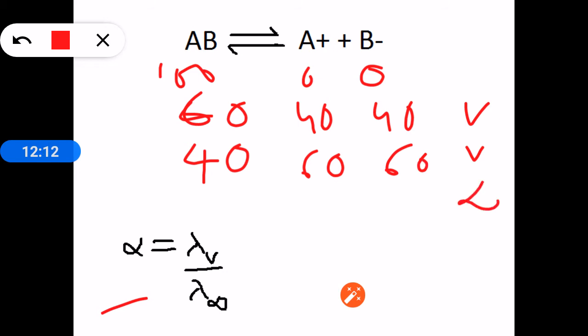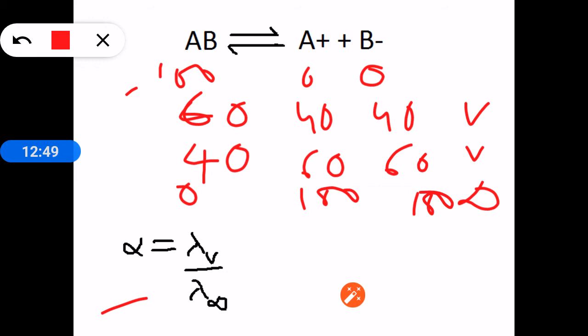But at infinite dilution, all the molecules will undergo ionization. So with an increase in the dilution, the number of molecules dissociating will also increase. At infinite dilution, that means almost maximum possible dilution, all the molecules present in the solution will undergo ionization. So the number of AB will be 0, and A plus will be forming 100 and B minus will also be forming 100.